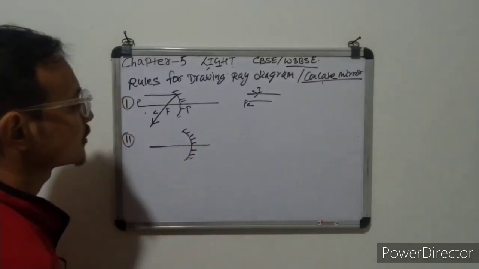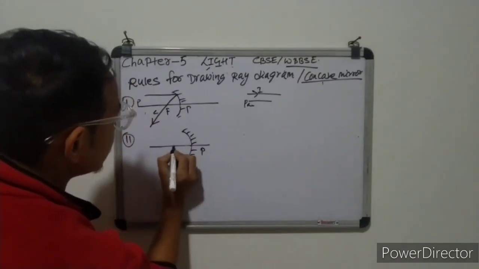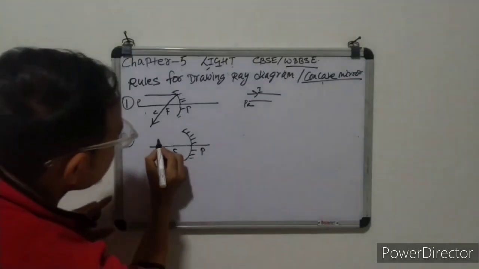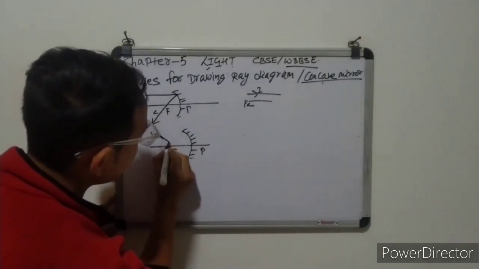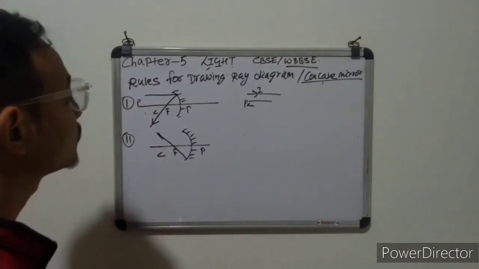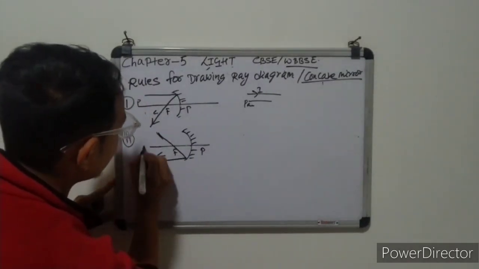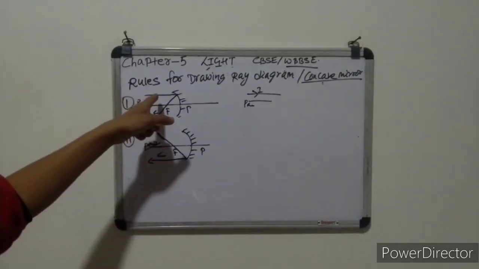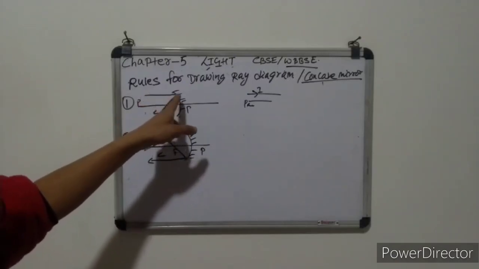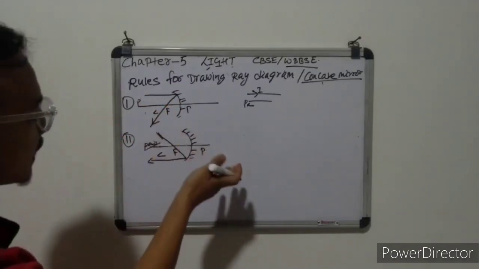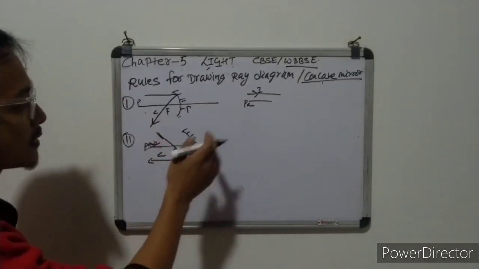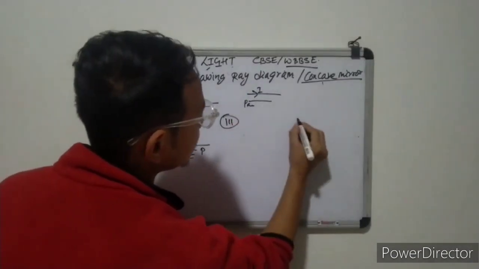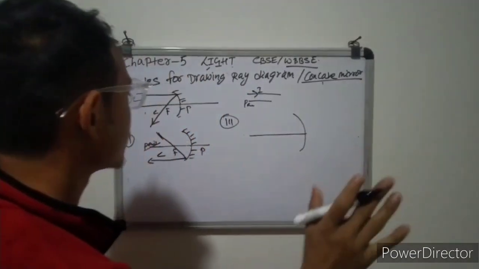Rule number two: this one is a concave mirror. Here is the pole, here is the focus, here is the center of curvature. Now the incident ray of light passing through the focus will always become parallel to the principal axis, just opposite to rule number one. In rule number one the ray of light passes through the focus. In the second rule, the ray of light passes from the focus and goes parallel to the principal axis.